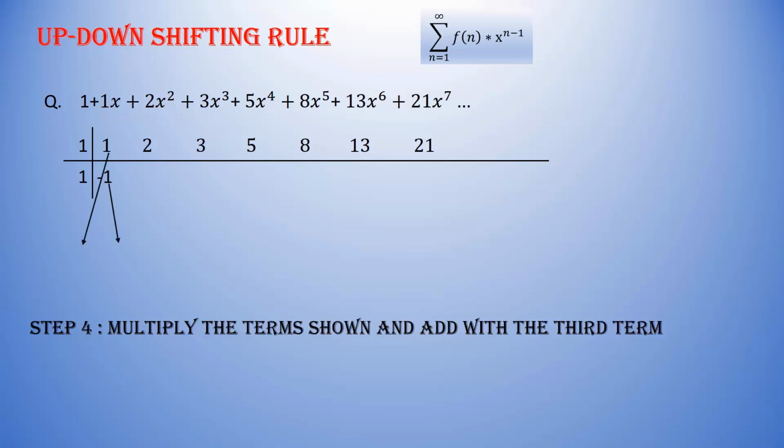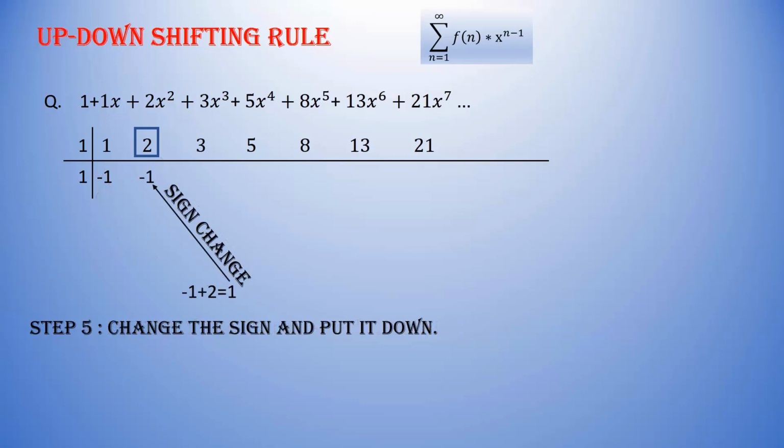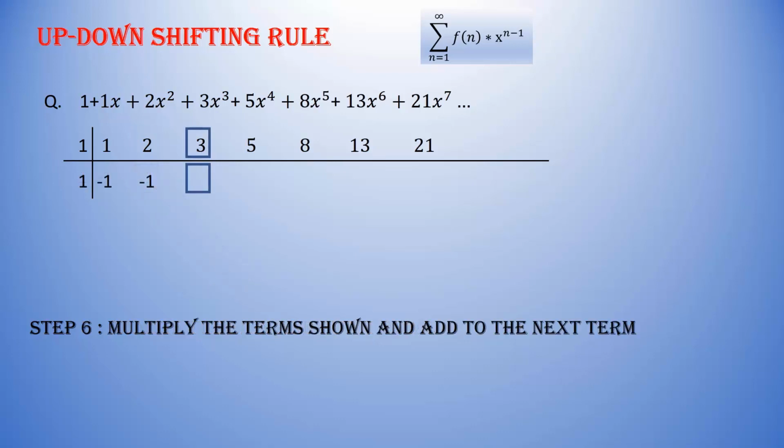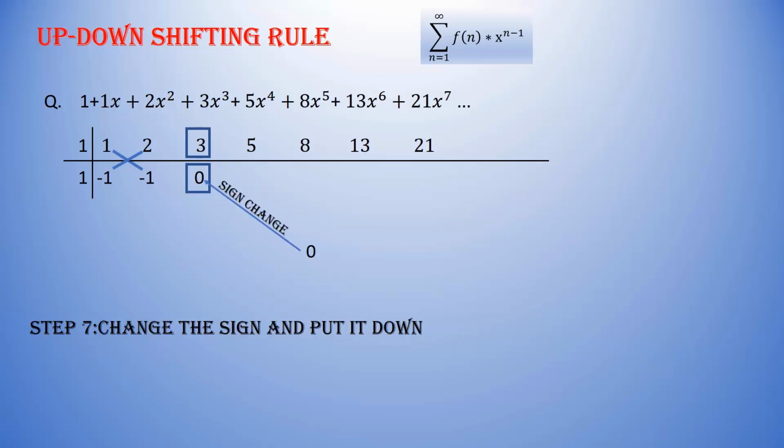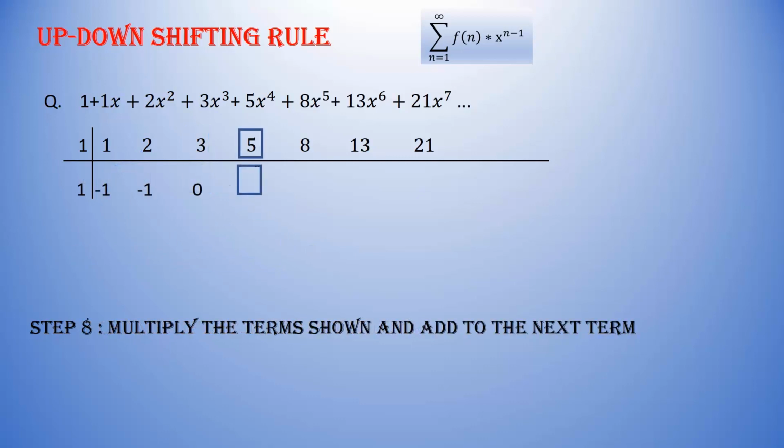Then, multiply the terms shown, 1 and -1, and add the next term which is 2 and get the result as 1. Then, put the result down by changing the sign. Similarly, multiply the numbers linked by the line and add them. The result so obtained is added to the next number and is put down by changing the sign. Apply the same process and shift the numerators into denominators one by one.